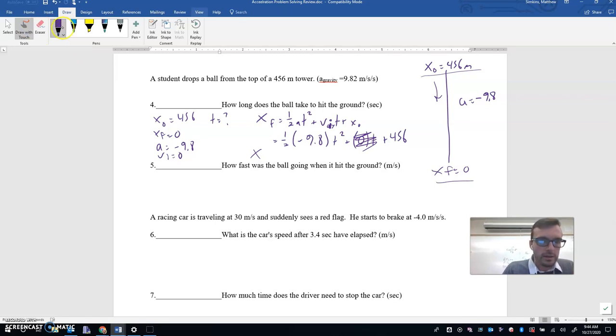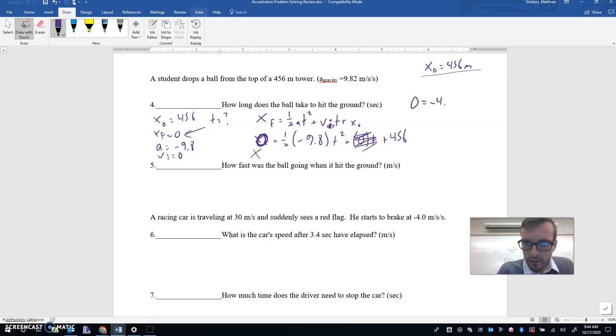All right, so I'm going to clean up my diagram over here so I can go ahead and write the rest of this problem, because if I clean up our math, what we see here is that xf would actually be 0 over here. Why? Because that's how we drew our diagram, right? And so if 0 equals negative 4.9, that's what you get when you do 1/2 times 9.8, by the way, t squared plus 456, then we have to subtract 456 from both sides.